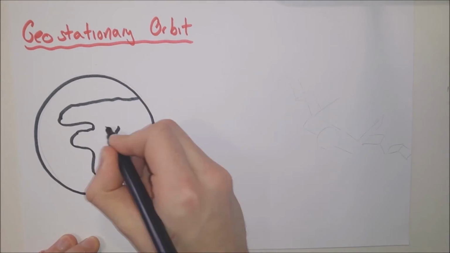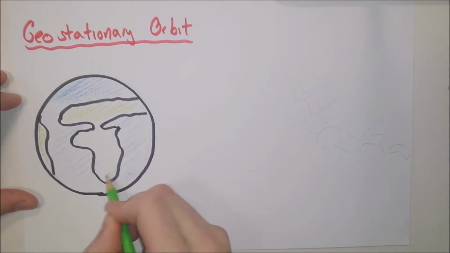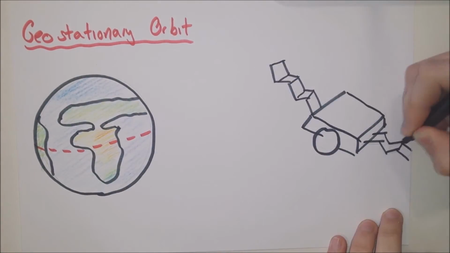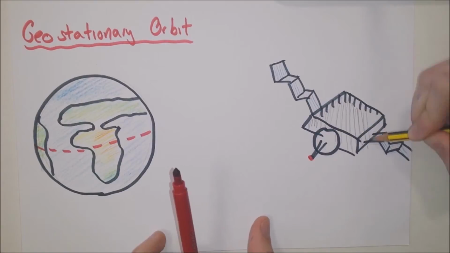A geostationary orbit is a particular orbit a satellite can have. It is an equatorial orbit with an orbital period of 1 day. The satellite appears to be fixed above a position on the Earth.